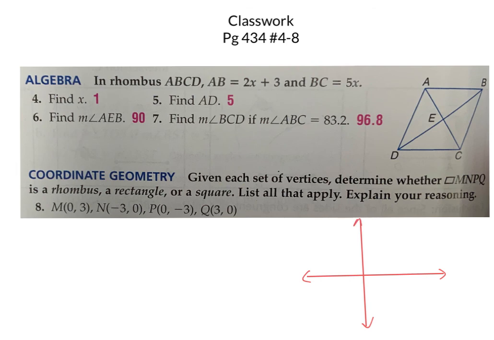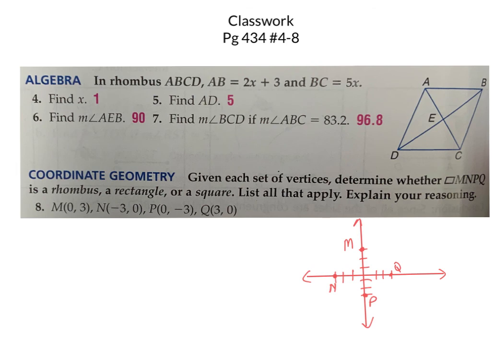And so M is 0, 3. N is negative 3, 0. This is kind of an easy one here, isn't it? P is 0, negative 3. And Q is 3, 0. And so if I wanted to do diagonals here, you can actually see the diagonals are perpendicular because they are actually on the axis, but that was nice of them. If I wanted to do diagonals, I could do the distance formula. I only actually need to do the distance formula when it's on an axis.